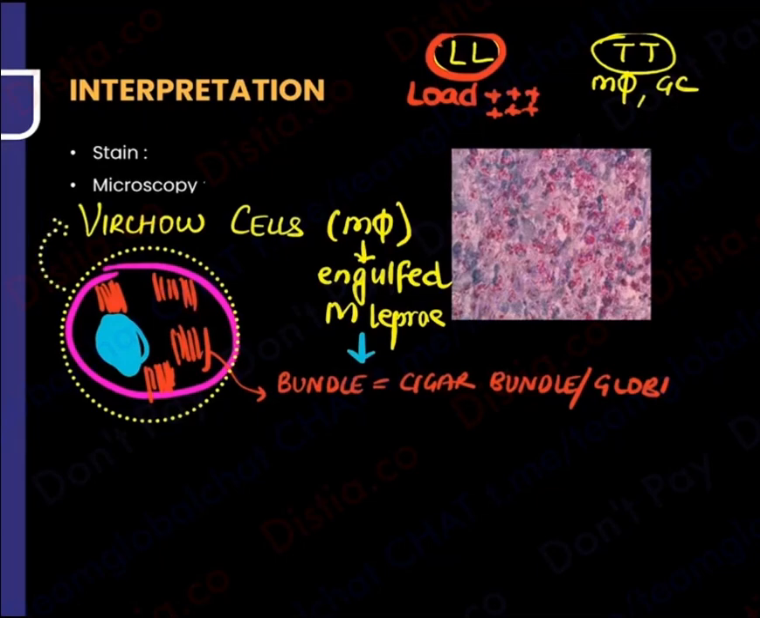This is what a Virchow cell is. So remember, Rudolf Virchow was the scientist. It's a macrophage which has eaten up all of those cigar bundles. That is all lepra bacillus. And this is seen in lepromatous leprosy.